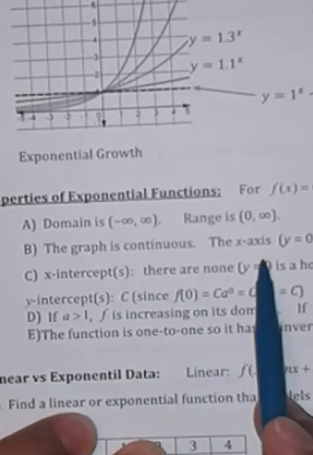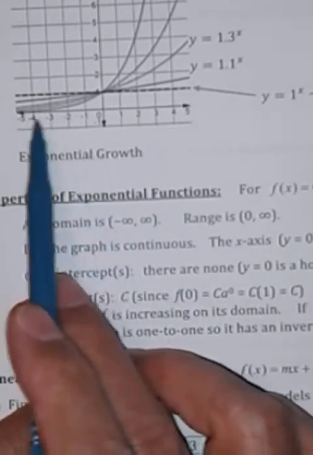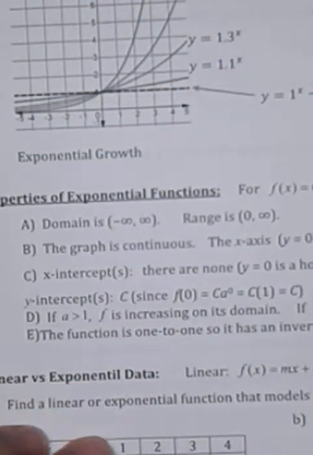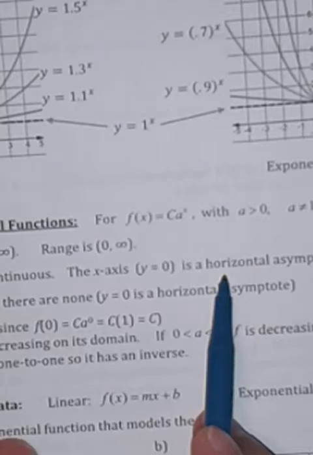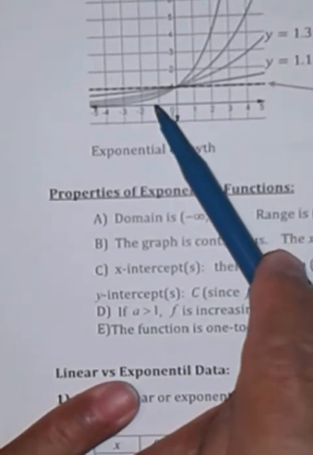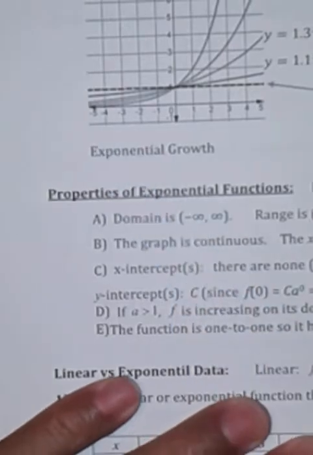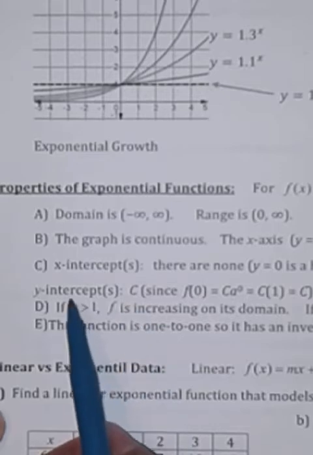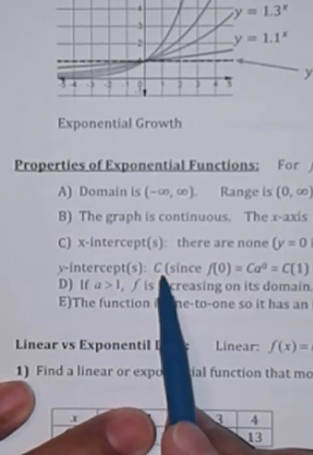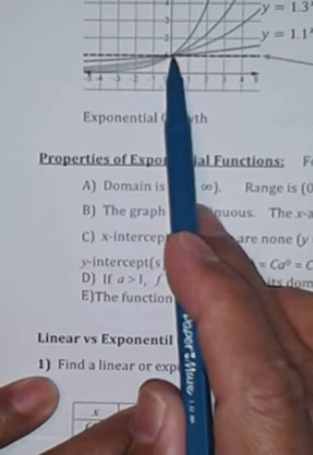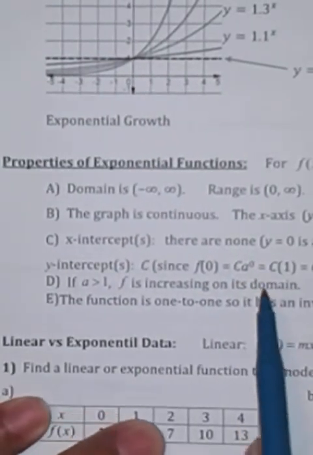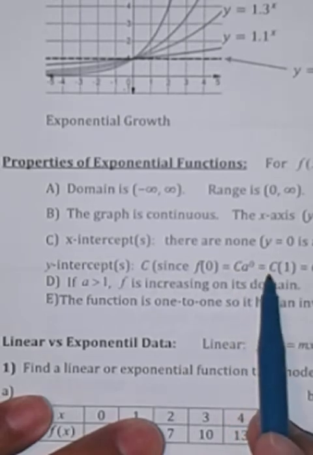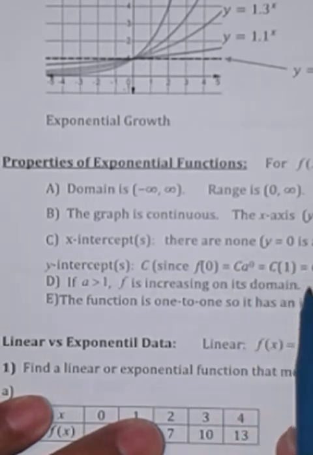It is continuous. The x-axis, which is y equals 0, is a horizontal asymptote, because all the points are above it and it never quite gets to 0. You guys remember that word? Horizontal asymptote. That means the graph will get forever closer and closer, but it'll never touch the x-axis. The x-intercepts, there are none, because it doesn't touch the x-axis. The y-intercept is c. In this case it's 1 for all of those, where c was equal to 1. Because f of 0 is c times a to the 0, remember that's your x right there, and a to the 0 is 1, so it's c times 1, which equals c.